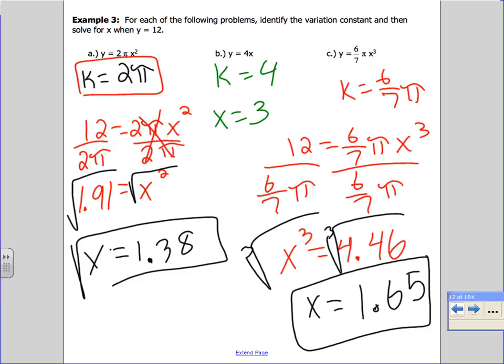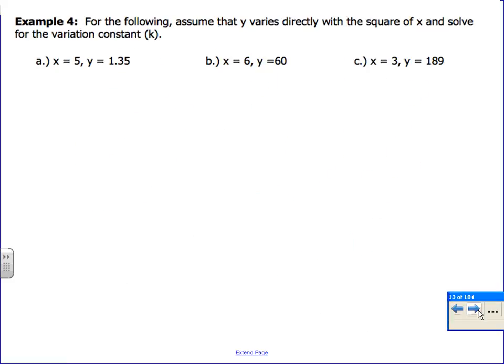That's okay. Gigi, your way worked. You got that right? Okay. Yep. Perfect. And then cube root it. Any questions on that one? All right. Example 4. So a little bit different here.